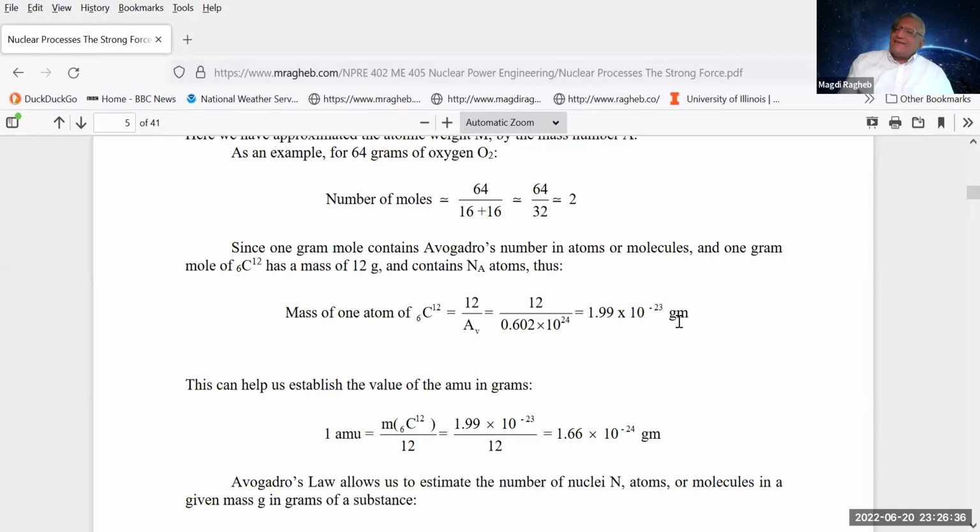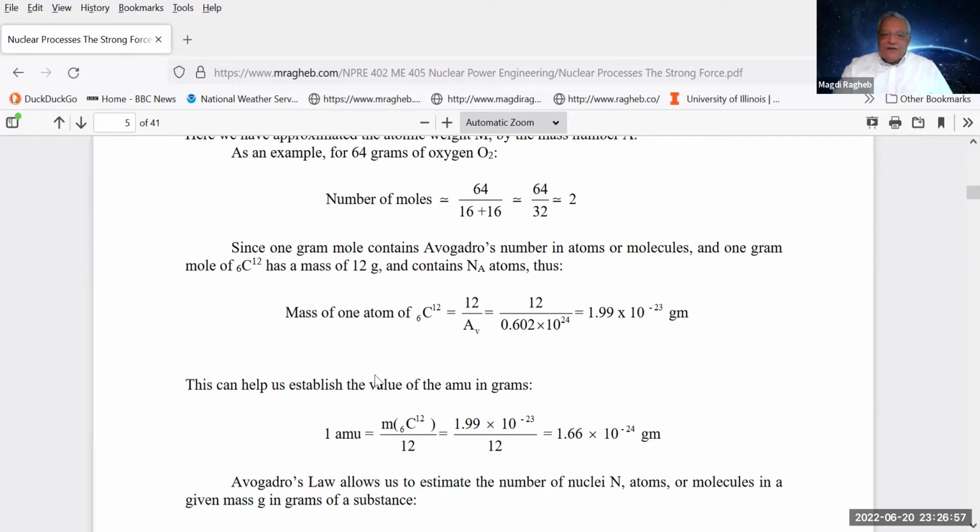We don't have scales that can measure such a small quantity of mass, or weight. In that case, you'll find that we are using our intellect, or our knowledge, to calculate the mass of 1 atom of carbon-12: 1.99 times 10 to the minus 23 gram.